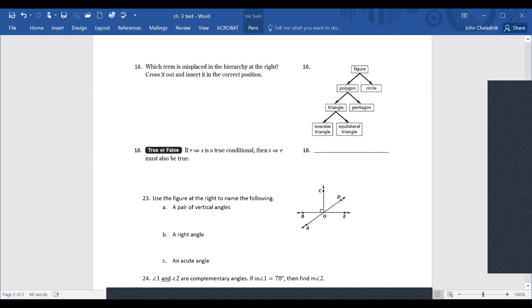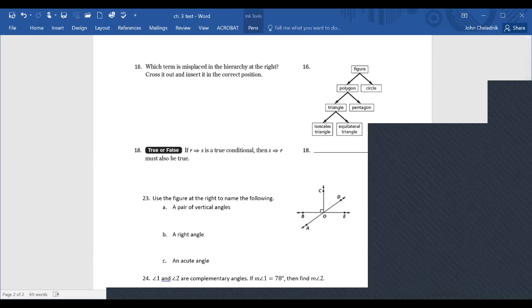Number 16. Which term is misplaced in the hierarchy at the right? Insert it into the correct position. Okay. Well, all these are figures, so they should all be below figure.